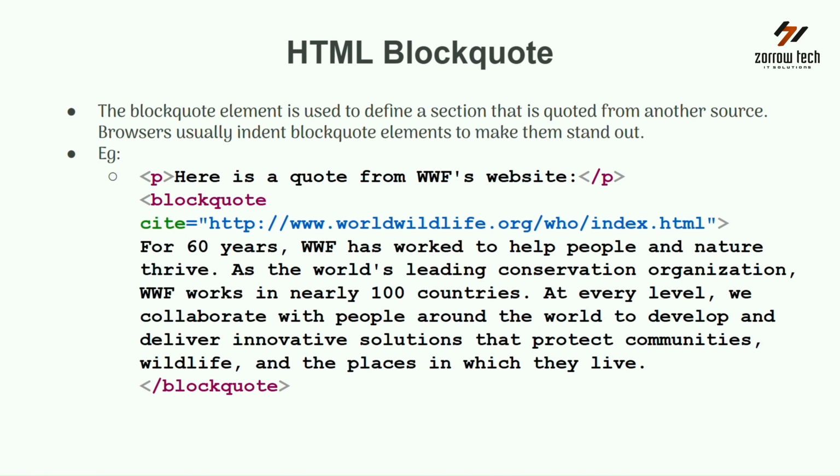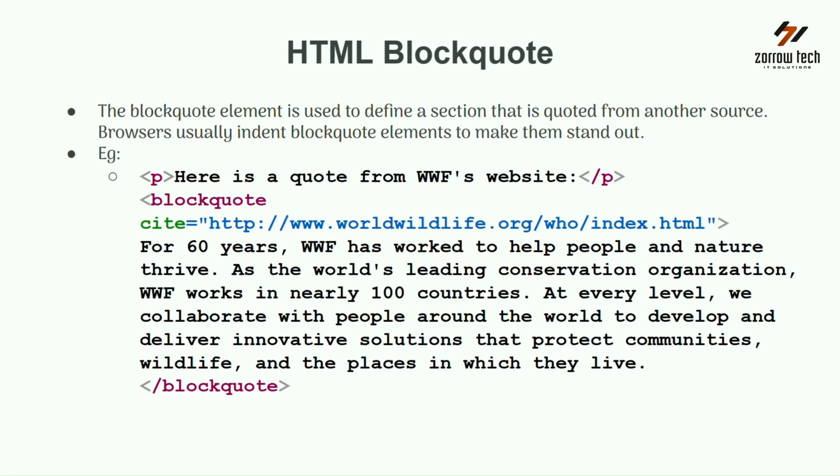The blockquote element is used to define a section that is quoted from another source. Browsers usually indent blockquote elements to make them stand out. Here's how it works. You start with an opening blockquote tag. Inside the blockquote, you add the quoted text. You can also use the cite attribute to specify the source of the quote. Finally, you close the blockquote with a closing tag.